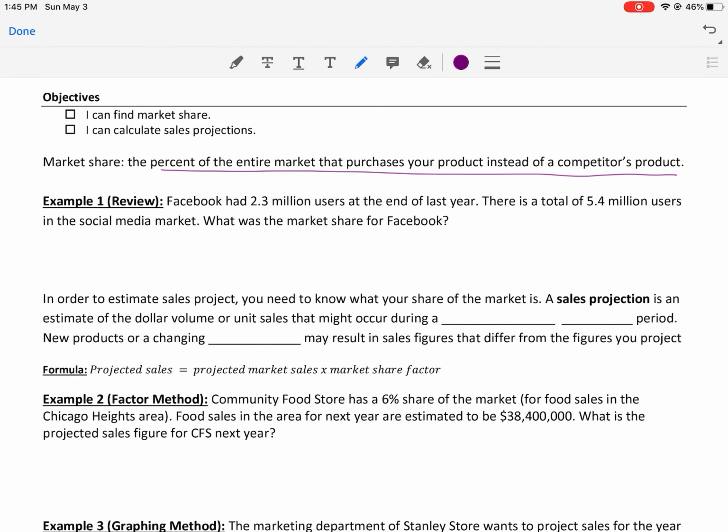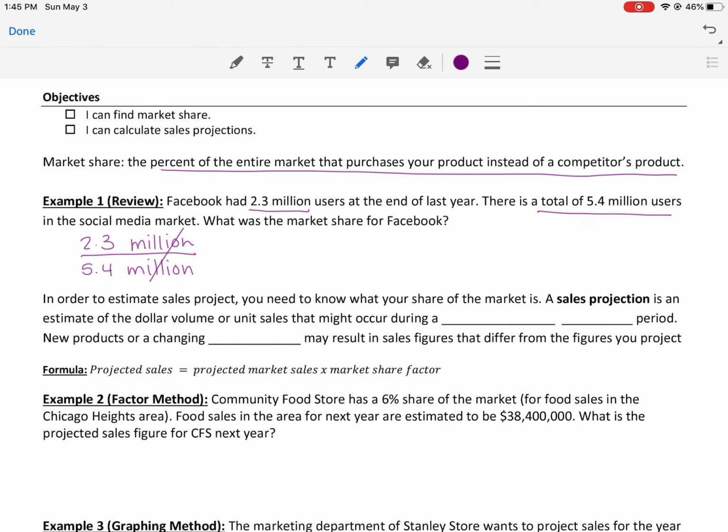Okay, so if we think about Facebook, it has 2.3 million users at the end of last year, and there's a total of 5.4 million users in the social media market. What is the market share for Facebook? We're talking about the 2.3 million that use Facebook over the total of 5.4 million who just use social media in general.